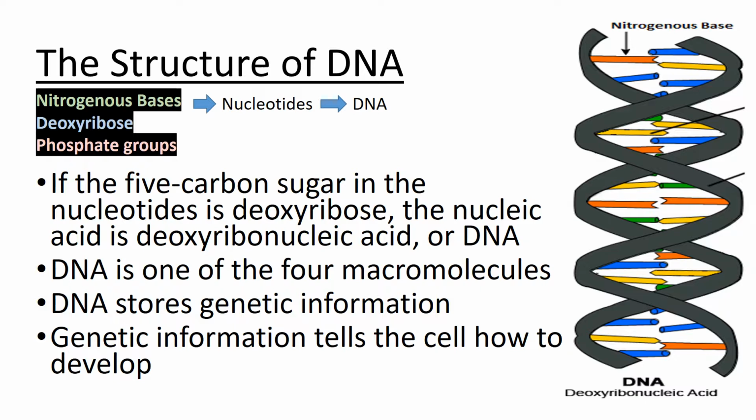If you look up here, we have the molecules that combine to form the nucleotides in a nucleic acid. And we see that the 5-carbon sugar in these nucleotides is deoxyribose, and that's why we call this DNA, or deoxyribonucleic acid. DNA is one of the 4 macromolecules. DNA stores genetic information, and genetic information tells the cell how to develop.